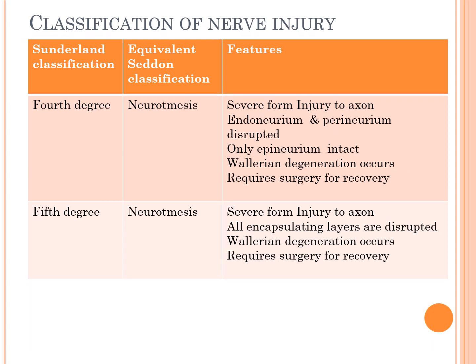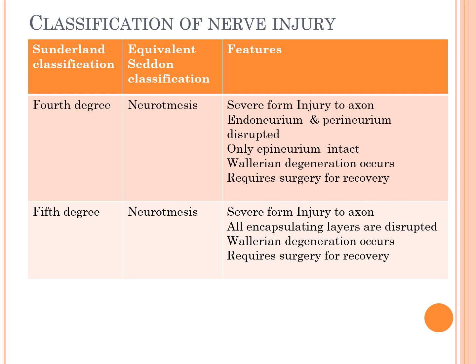And when we come to the fourth degree, the fourth and fifth degrees are also called neurotmesis in Seddon's classification. In fourth degree, again, it is a severe form of injury to the axon. Here, endoneurium and perineurium both are disrupted, only epineurium is intact. Here also Wallerian degeneration occurs. This requires surgery for recovery because both endoneurium and perineurium are disrupted. In fifth degree, it is also a severe form of injury to the axon. All the three encapsulating layers are disrupted. Wallerian degeneration occurs. Here also it requires surgery.